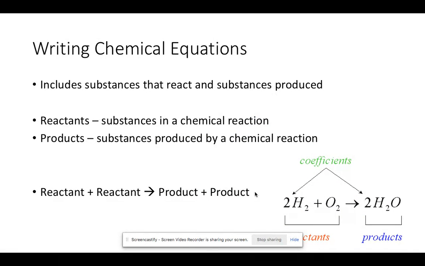When we write our chemical equation, this includes substances that react and substances that are produced. The reactants are substances in a chemical reaction, and the products are the substances produced. So our reactants are on the left side of the equation, and our products are on the right. They're designated by an arrow. So you can always tell the reactants point to the products because that's what's produced. So you usually have a reactant plus some reactant yields a product, either one product like in this equation or maybe 2.